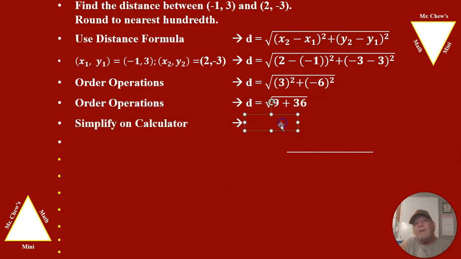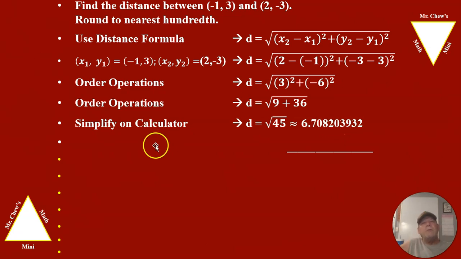Now I simplify these on a calculator. I get the square root of 45, and the decimal that you find on the calculator is 6.7082033932. Now our goal is to round to the nearest hundredth.